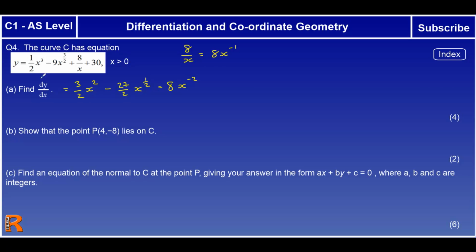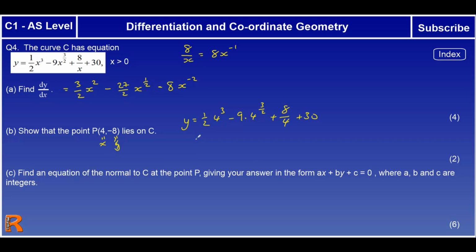So if this lies on this curve, that means that when we put x equals 4, y will be equal to minus 8. So what we do there is we ignore the y equals minus 8, and we just start with x equals 4. So we do y equals a half of 4 cubed minus 9 times 4 to the 3 over 2 plus 8 over 4 plus 30. And if that expression evaluates to minus 8, then we know it's on the line. If it doesn't, then it's not on the line.